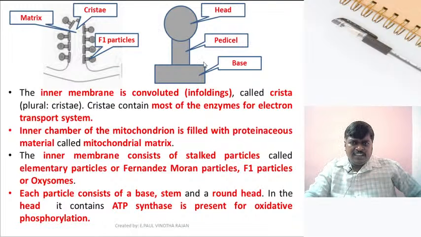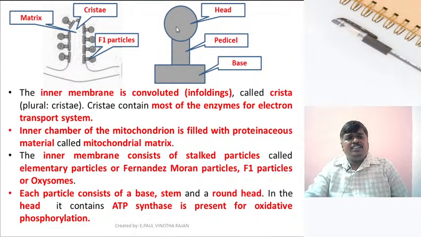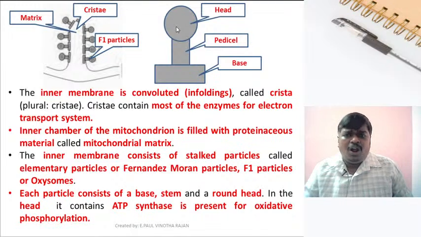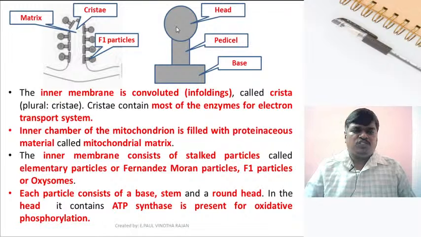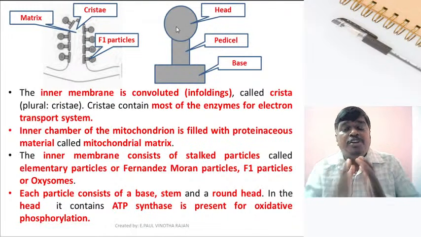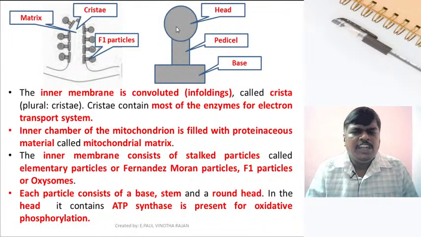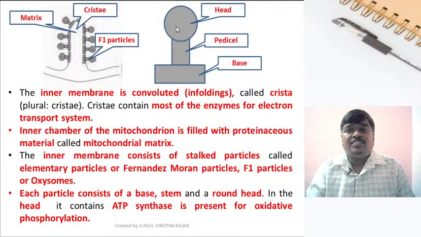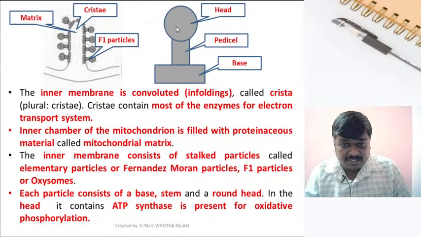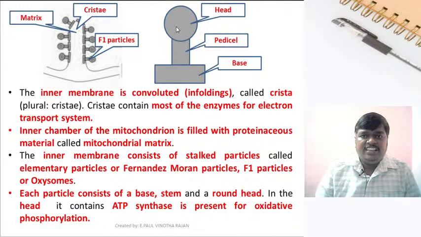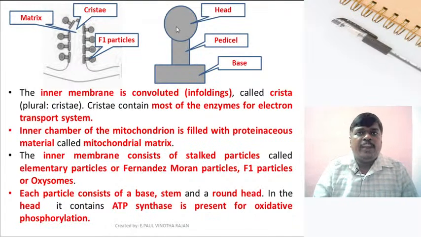The structure of this has a base, a stalk called pedicel, and a head. This is a typical structure of the F1 particles. These F1 particles are oxysomes. They are mainly involved in oxidative phosphorylation. What is phosphorylation? Formation of ATP. The formation of ATP is known as phosphorylation, because this structure contains an enzyme called ATP synthetase. This ATP synthetase enzyme is involved in formation of ATP.